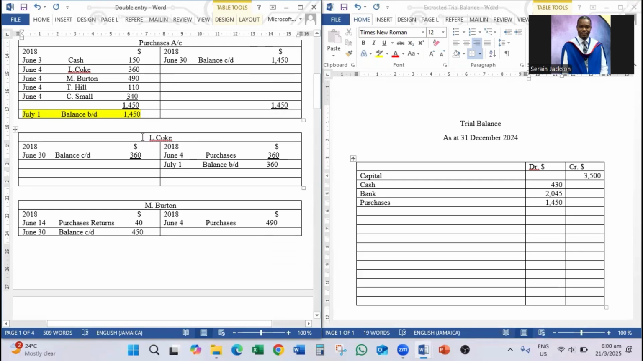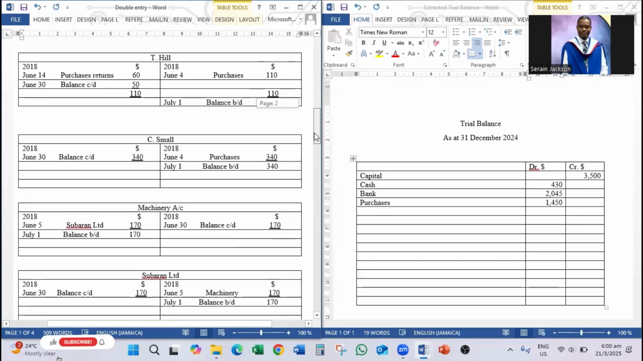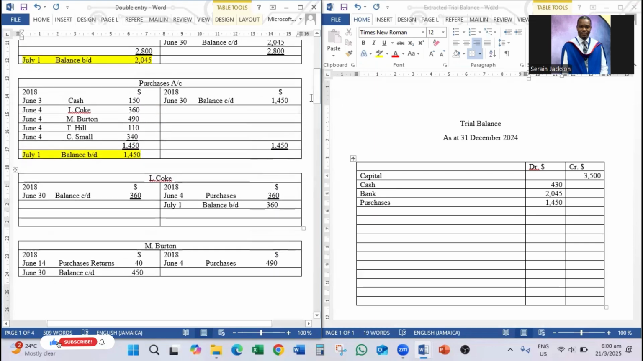So these are your creditors, L. Cook, M. Burton, T. Hill, and C. Small. Now, some people would just put all of those figures into one and just call them accounts payable or creditors. You can choose to do that if you want. But I'm going to just list them here. I'm going to just list their names. L. Cook. Balance brought down is on the credit side. So put the information on the credit side, 360.